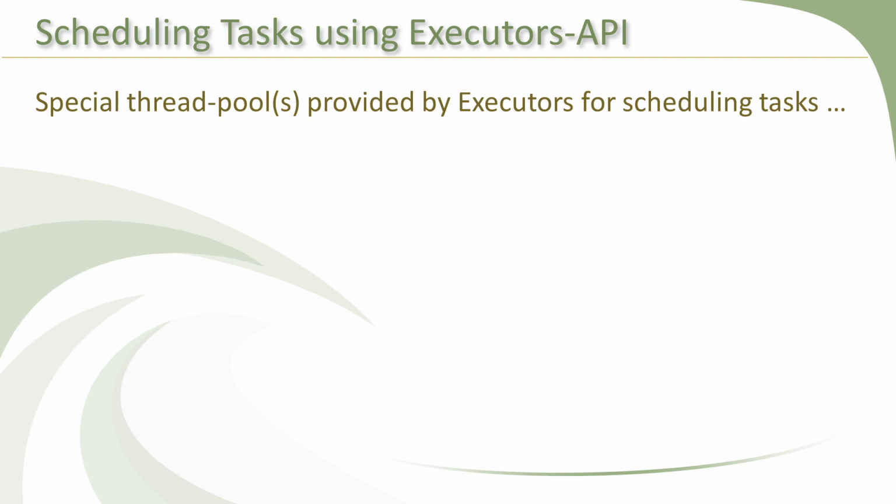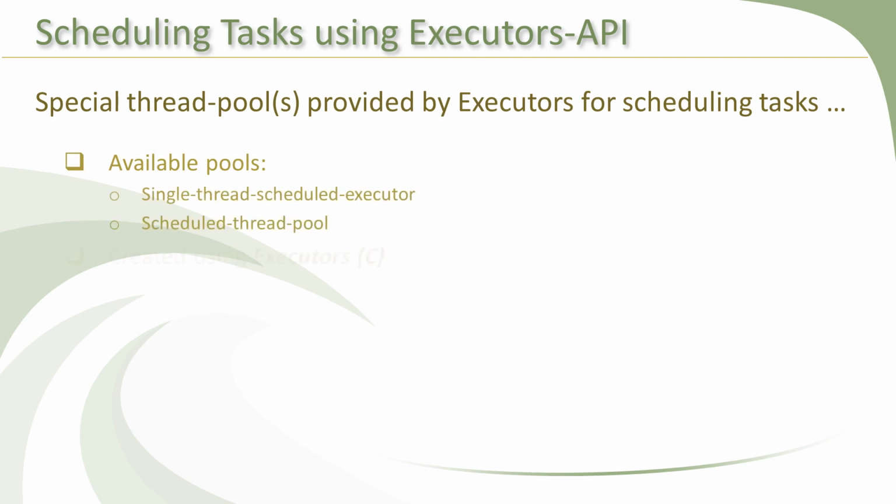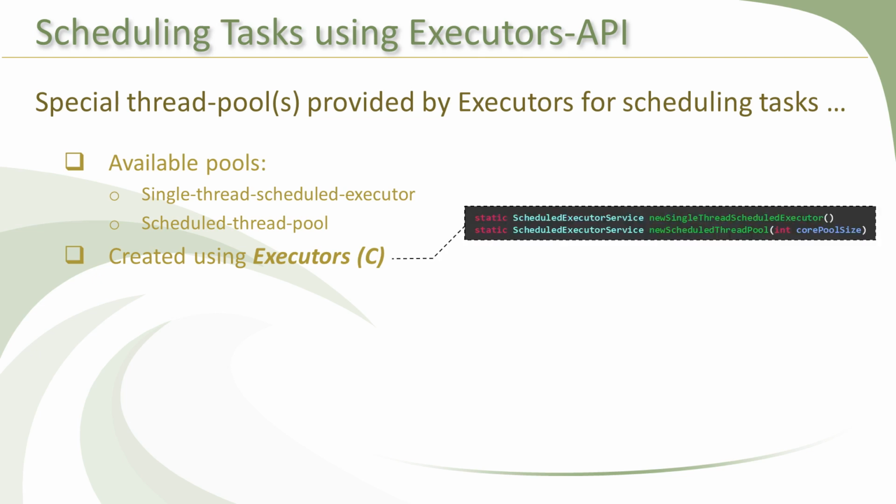If we need to schedule the tasks for executing at some specific time in future, then we need to use any of the two additional thread pools provided by the Executors factory class: the single thread scheduled executor and the scheduled thread pool. As the names specify, the first one executes scheduled tasks using a single thread only, while the second one can have multiple threads for the same. So technically, the first one is not a pool. You need to call the new single thread scheduled executor and new scheduled thread pool methods on the Executors class to get these two respectively.